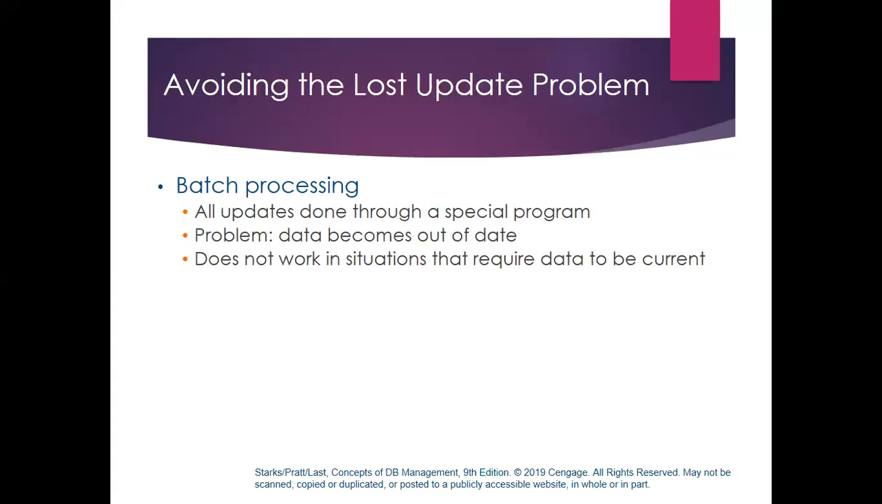Concurrent update can be prohibited through a method known as batch processing. With batch processing, all updates are made through a special program. Batch processing, however, creates another problem. The data in the database becomes out of date by the time the update process is completed. As a result of this, batch processing does not work in situations that require the data to be current, such as with credit card processing.